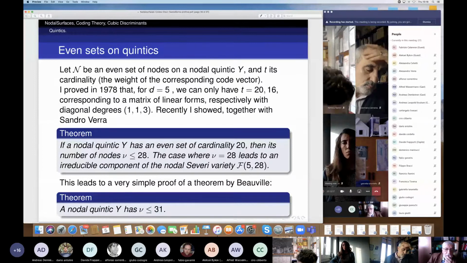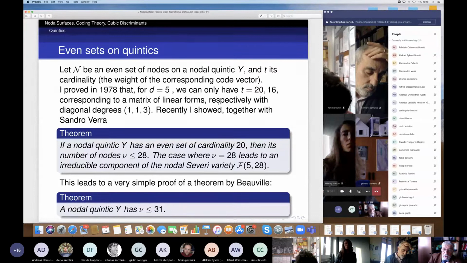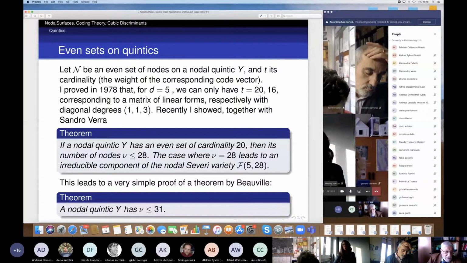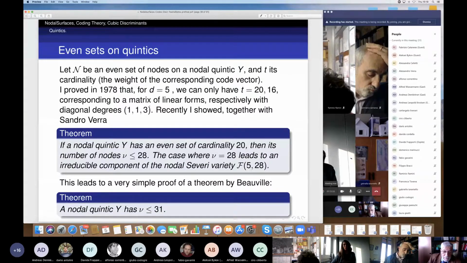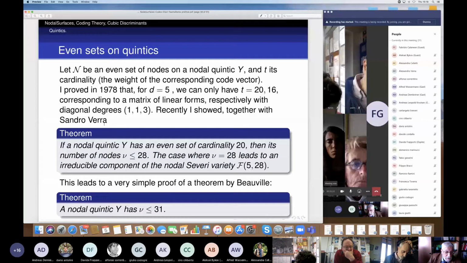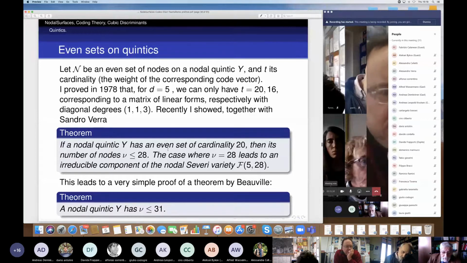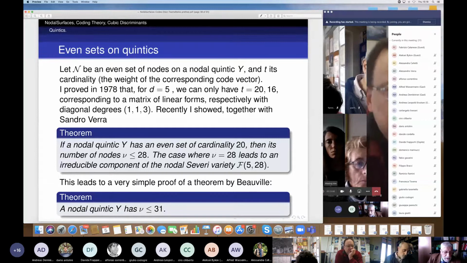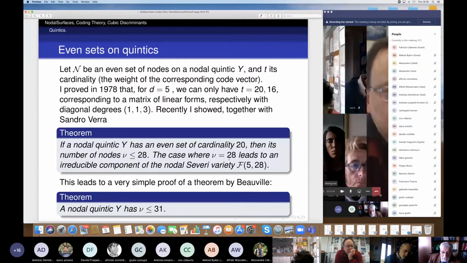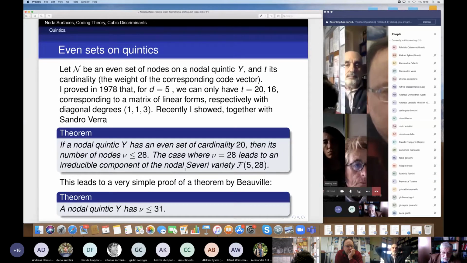With this theorem, I showed that for d equals 5, the only possible weights are 16 and 20, and they correspond either to a 5 by 5 matrix of linear forms or with diagonal degrees 1, 1, 3. And together with Sandro Verra, we showed that if a nodal quintic has an even set of cardinality 20, its number of nodes is at most 28. And the case where n equals 28, via prime theory, leads to an irreducible component of this nodal variety.